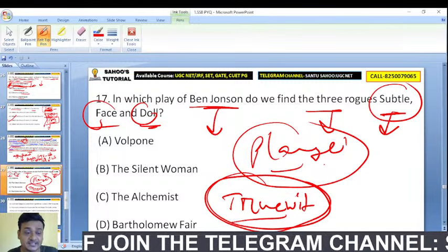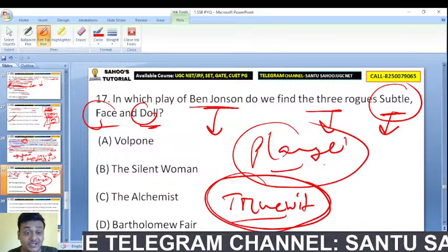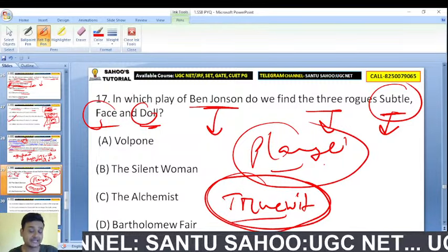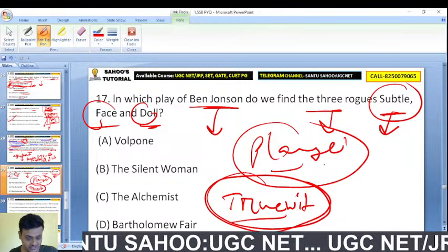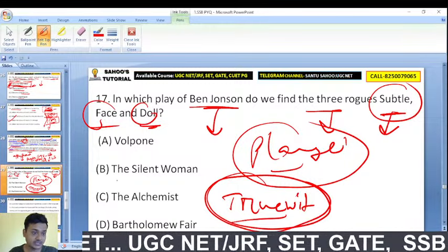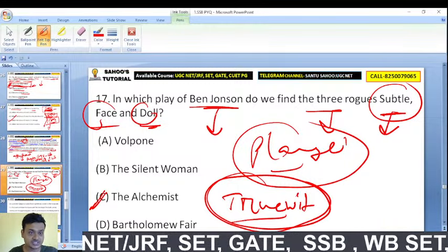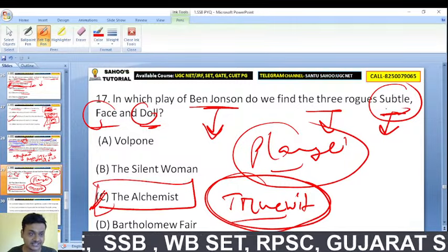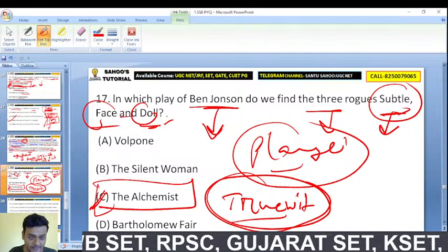And it is one of the finest plots ever written, as S.T. Coleridge has said. It's The Alchemist, exactly. Excellent, Pradeep. Ben Jonson has written The Alchemist, where characters like Subtle, Face, and Doll appear.